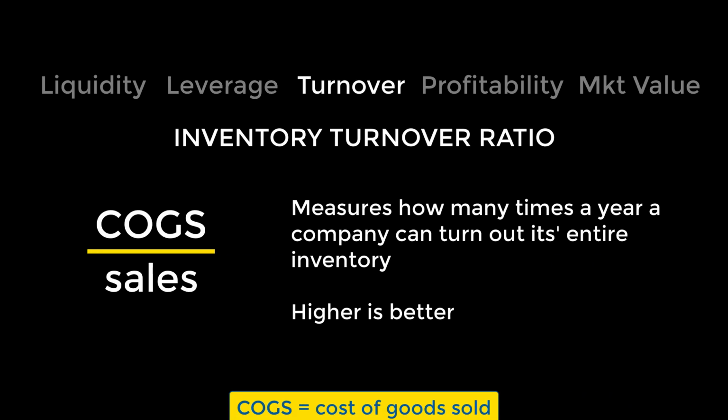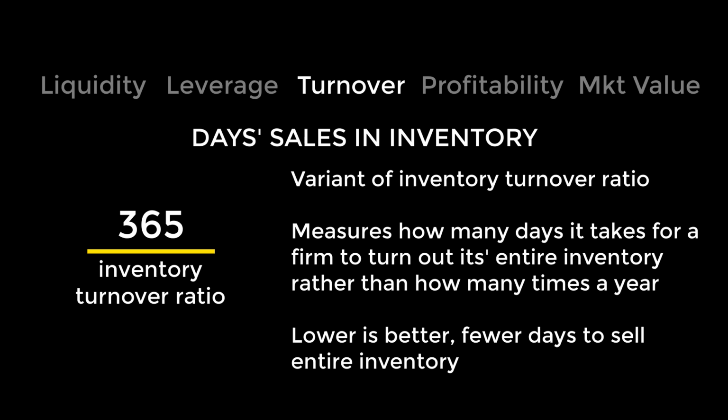Inventory turnover, given by cost of goods sold over inventory. Higher is better because it means the company is able to push out its entire inventory that many times over the year. Day sales in inventory is a variant of expressing inventory turnover. It allows us to state how many days it takes before the current inventory has been pushed out.